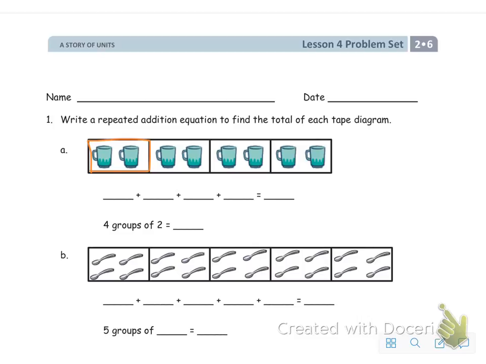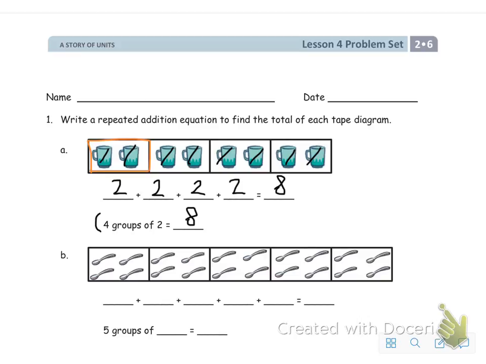So of course I would come down here and I'd say, okay, so there are 2, 2, 2, and 2, and then all together that would equal 8, because I've got 1, 2, 3, 4, 5, 6, 7, and 8 right down here, okay? So taking a look at this right here, it says 4 groups of 2 is equal to, and we would just put the 8 right there, because that's the total that we had.